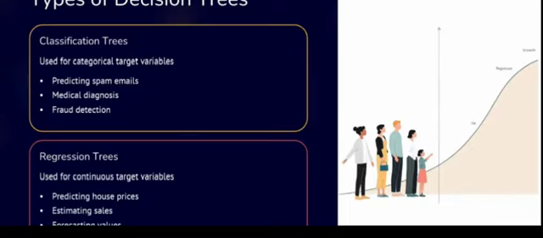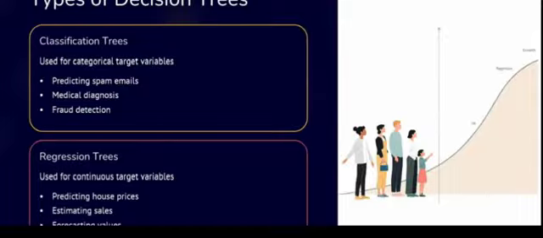There are two basic types of decision tree. The first one is classification and the next is regression. A classification tree is used for categorical target variables, for example answering questions like yes or no, separating the categories as high, medium, low, and rating the value of a product from 1 to 5, as excellent to poor. The real life applications are predicting spam email, medical diagnosis, and fraud detection.